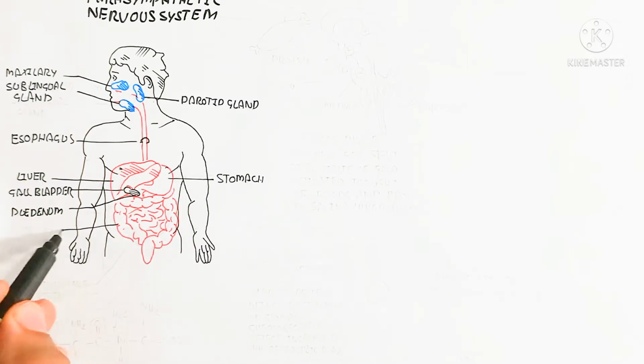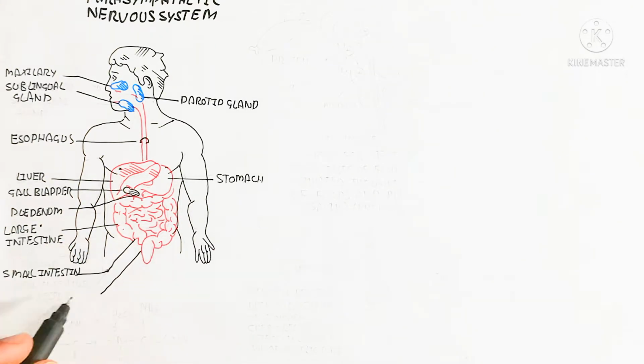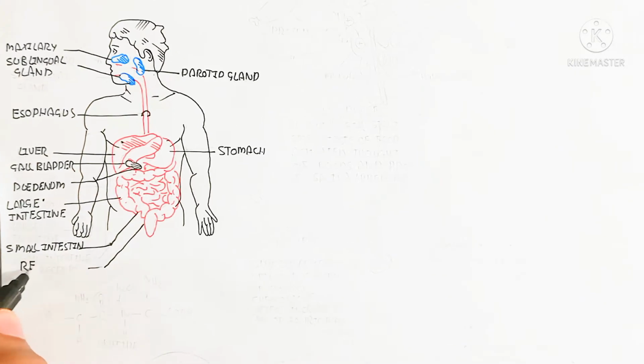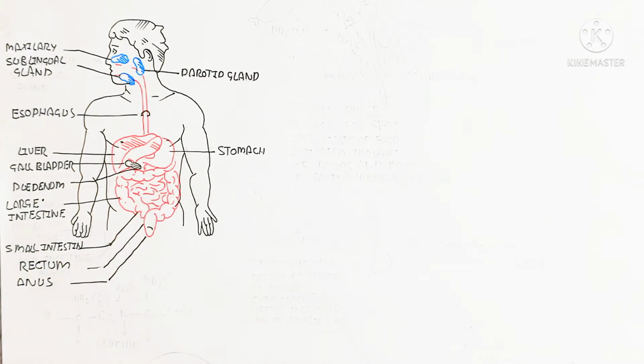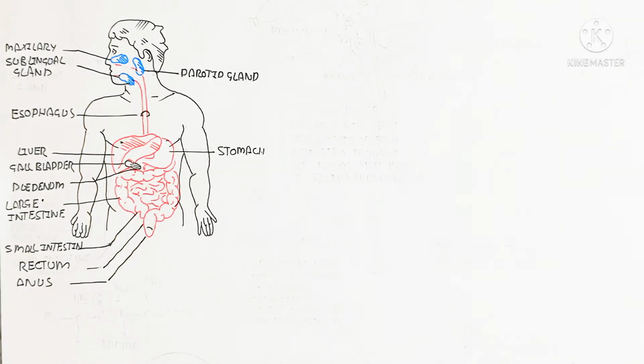So in this way here you can see the esophagus, liver, gallbladder, duodenum, large intestine and small intestine and stomach. You can see in this diagram, and here is the rectum and anus. So let's begin to understand first of all the nervous stimulation we will discuss.